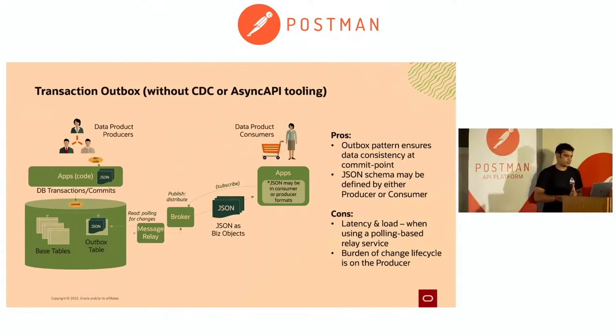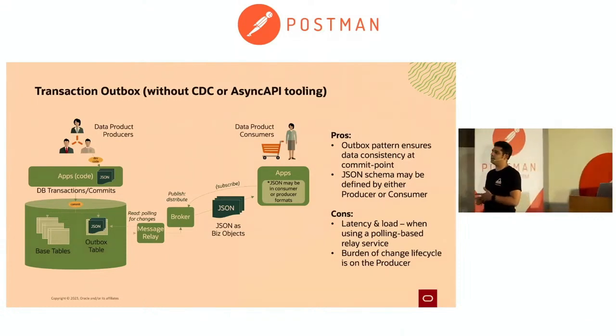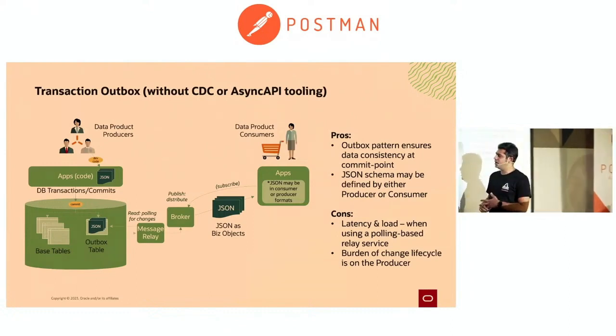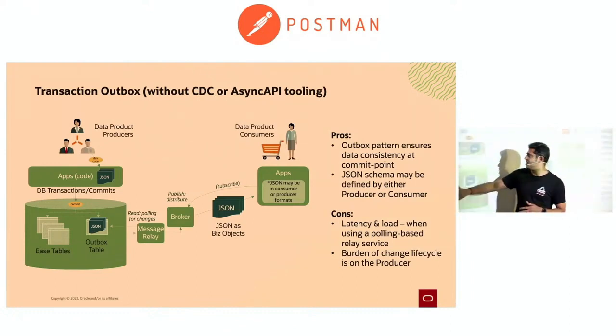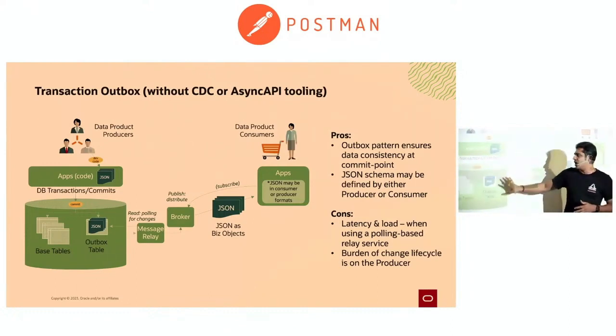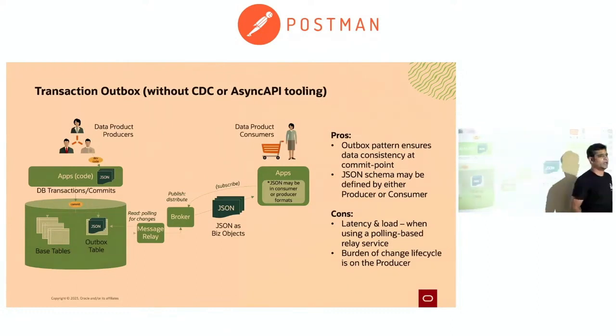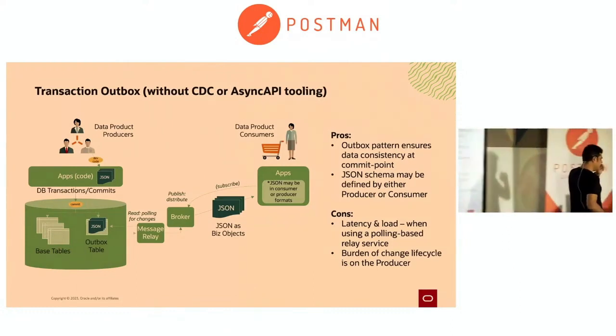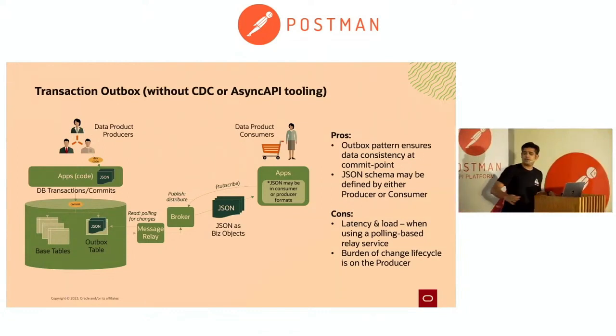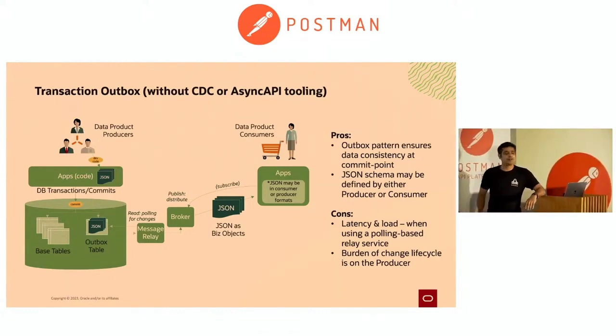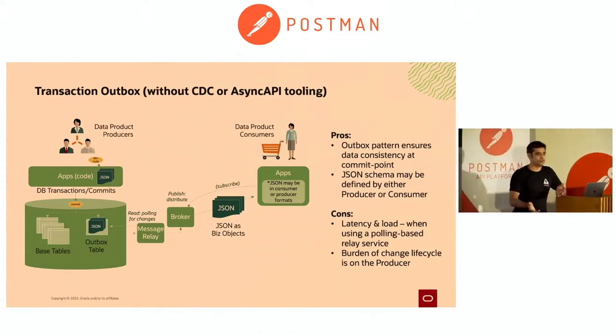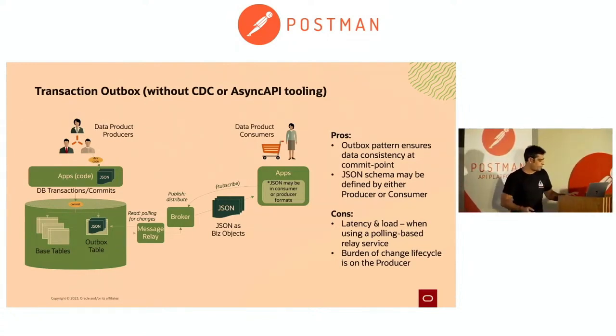The second thing is the burden of changes in the life cycle of the producer. So whenever there is a change in the relational table or something, they need to rewrite the changes. Again, one more thing is that I don't want to expose all my data to the consumers, right? The producer wants to say what kind of data I need to provide to the consumers.